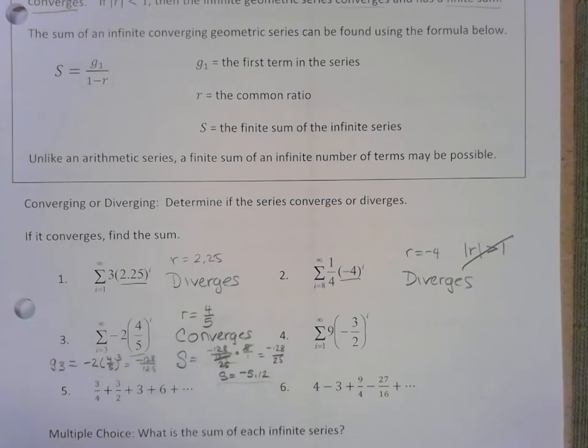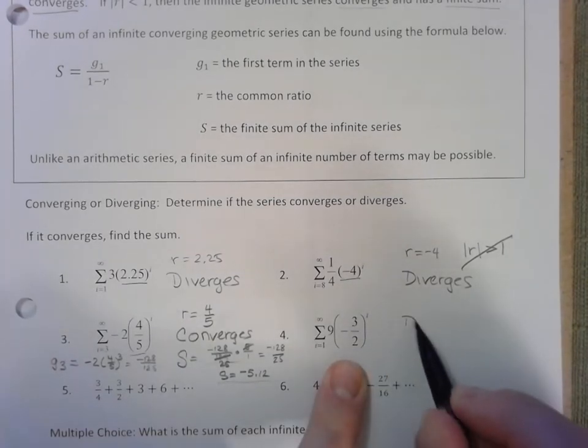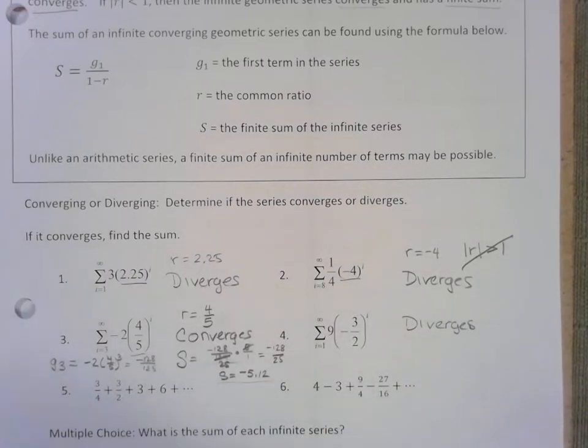Let's take a look at question 4. What do you think? Does this series converge or diverge? Taking a look at your ratio. Our ratio does not have an absolute value that's less than 1. This one diverges, and we're unable to find a finite sum. One of our last two is going to converge, and the other is going to diverge.